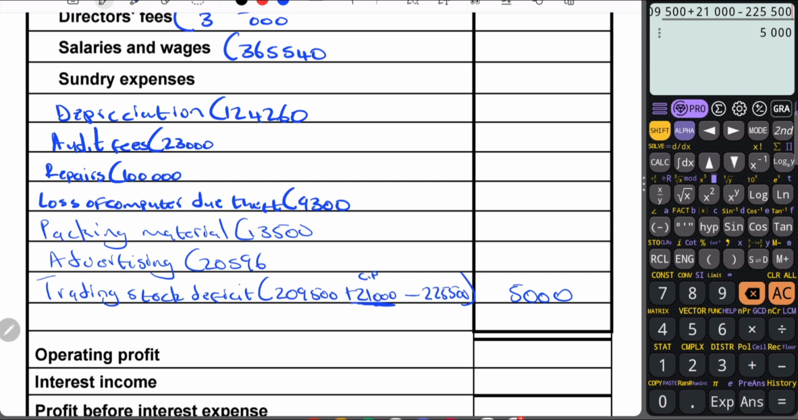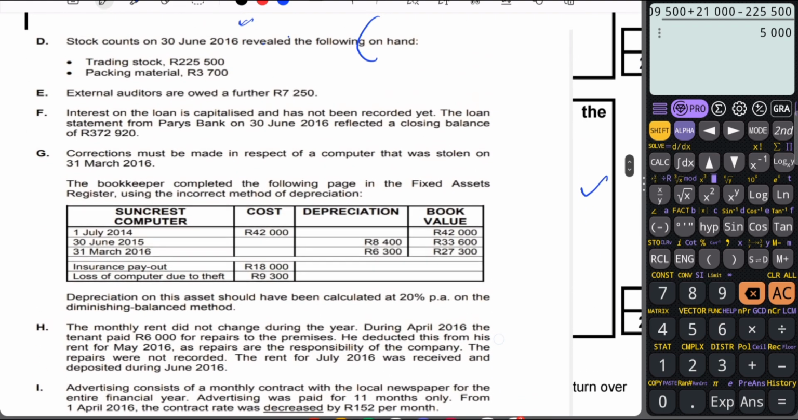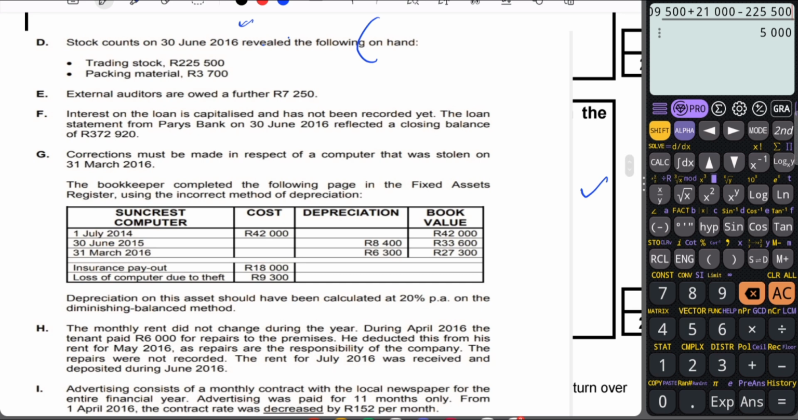Okay, let's continue now with our information. Information number D, picking material. Let's go and check the picking material. Remember this one, it was on hand. In other words, after using the picking material, the one that is remaining is 3,700. If we were preparing the balance sheet, this one was supposed to be consumable stores on hand. Why? Because it is remaining, it's on hand now.